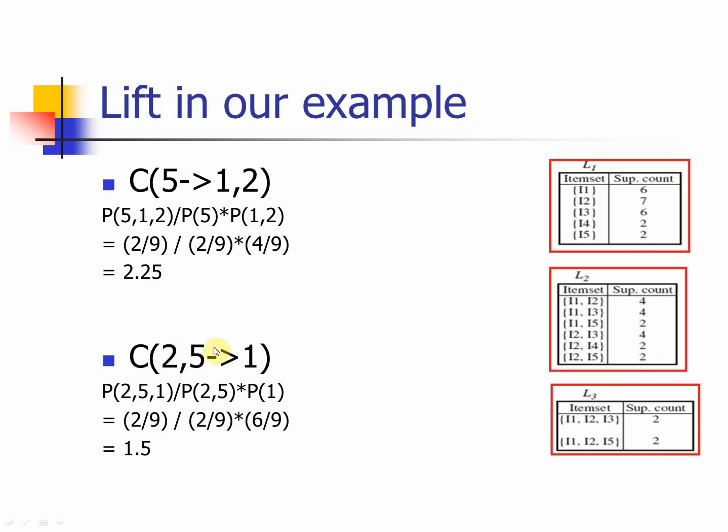In this case, C2 and 5 is actually the same value, 2 out of 9 times, and 1 is actually 6 out of 9 times, and that's actually diluted the value a little bit, and then you get a lift of 1.5, still a positively correlated rule.